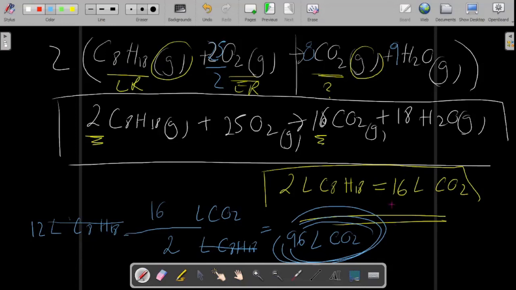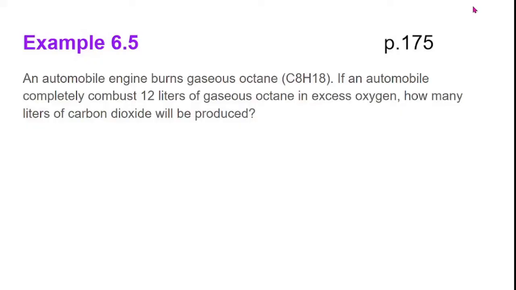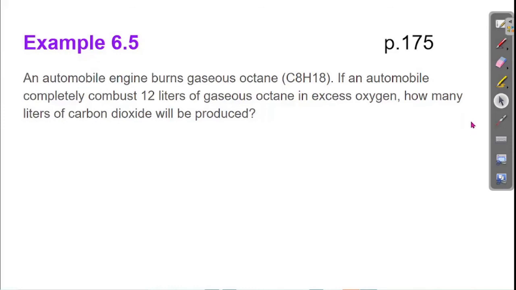But remember, you can only calculate liters or units of volume if you're relating gases, one gas to another gas only. So you're going to have several problems on your own to do this week, and this completes instruction for the first half of module 6.